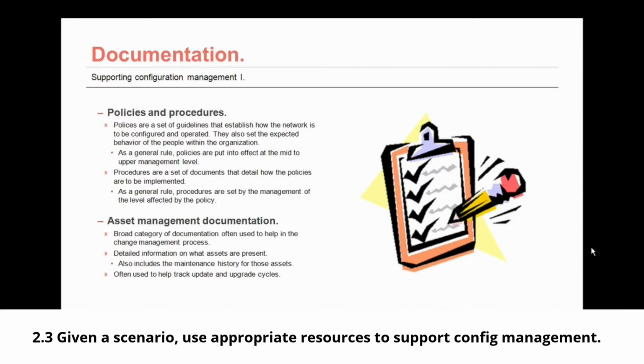Asset management documentation should also be maintained. This covers a broad category of documentation that's often used to help in the change management process. Asset management documentation contains detailed information on what assets are present. It also includes the maintenance history for those assets. This documentation is often used to help track update and upgrade cycles.